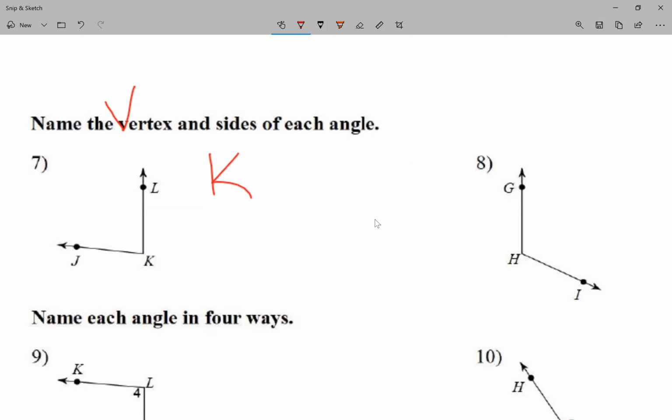Now sides, there are two sides of the angle, which are two rays. Both of them start at the vertex, so they're going to start at K. One of my rays is going to go through the letter J, and then the other side is going to go through the point L. So my vertex is the point K. My sides, the sides of the angle, one of them is the ray KJ, and the other one is the ray KL.